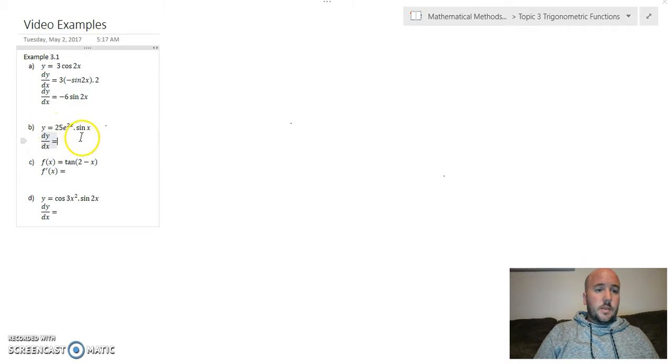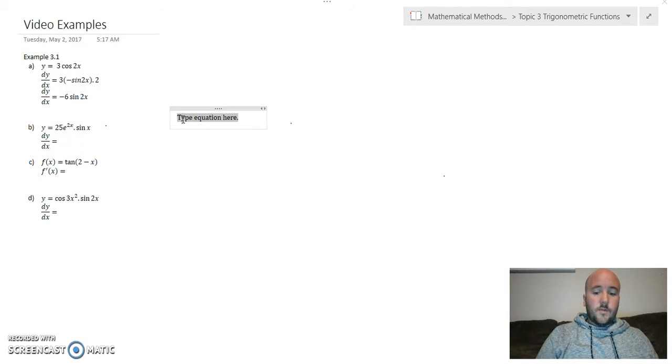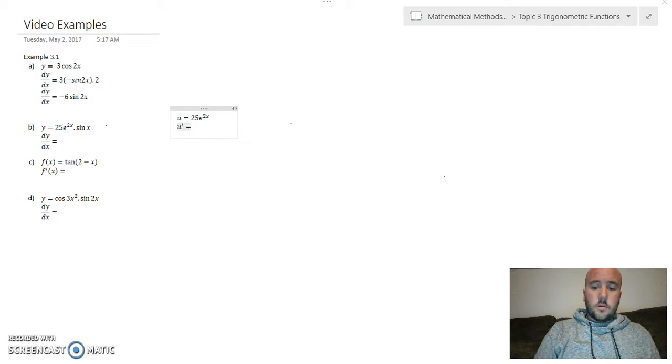For the second example, in part B, we're making use of the product rule. 25e to the 2x is our u term multiplied by sine of x. So you may choose to come over here and list those items out. So u equals 25e to the 2x. u dashed, bringing the exponent's derivative of 2 to the front gives us 50e to the power of 2x.